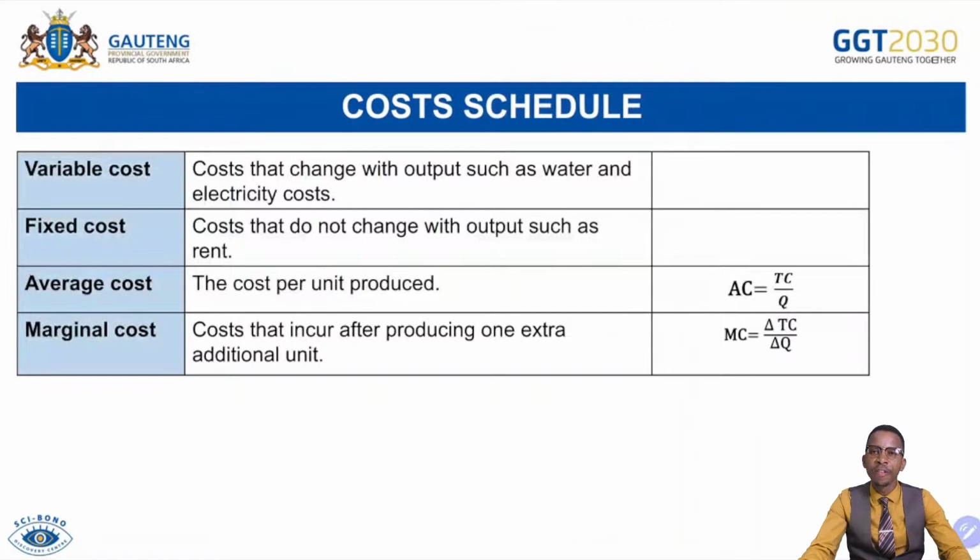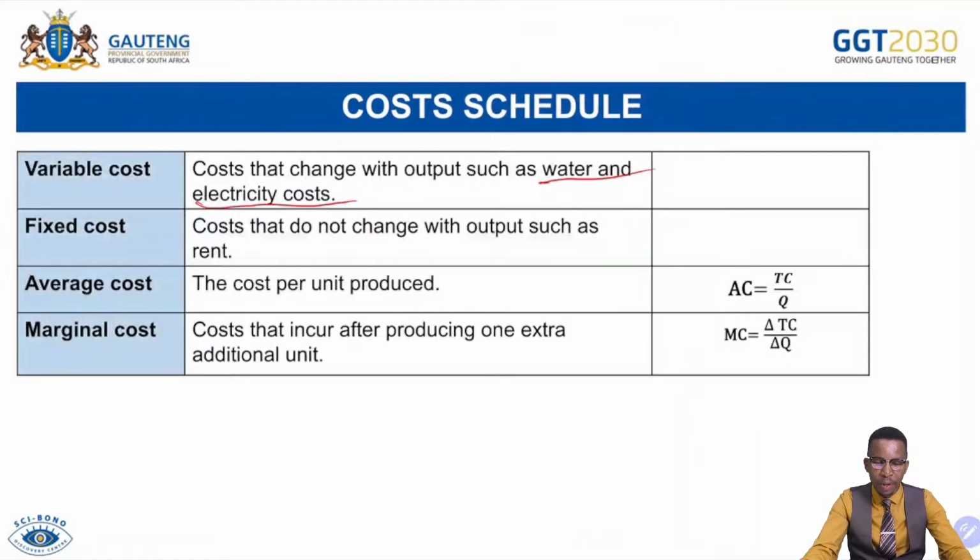Remember, we say variable cost refers to the cost that will change with the output. If something varies, we mean it changes. So variable costs are costs that are flexible. They change with the output size. For instance, we talk about water and electricity cost. If you produce more using electricity, you spend more on electricity. If you produce less, you spend less on electricity, because that cost is a variable cost. It is flexible to change with the output.